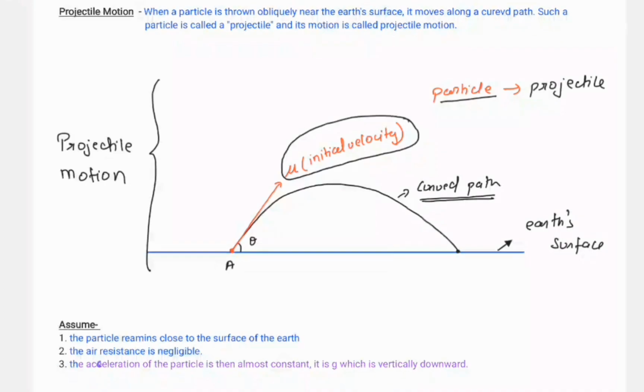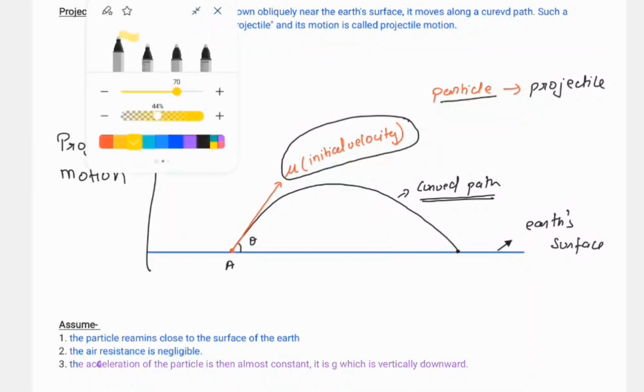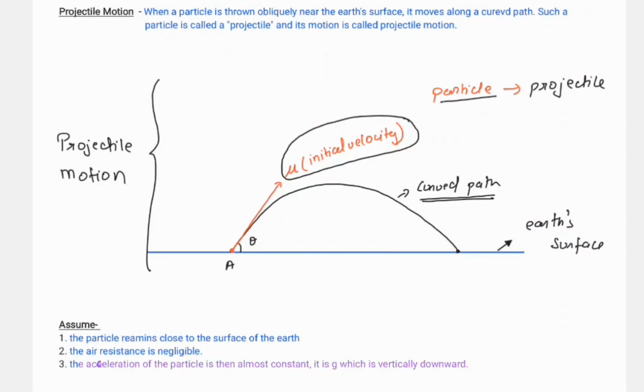Okay, when we are going to solve the numericals of projectile motion, or when we are going to derive the values of different parameters of projectile motion, to make our calculation easier, we are going to assume three things. Let us see what we are going to assume. The first assumption is that the particle, the projectile, remains close to the earth's surface. Why? In order to avoid the effect of earth's curvature, or the effect of the moon's gravity.